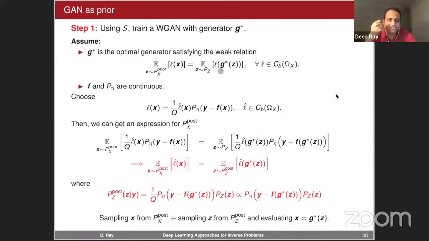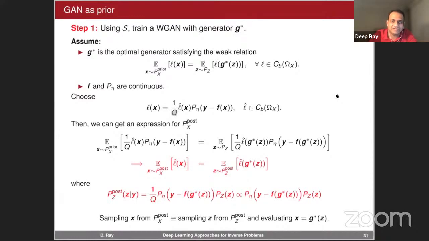Next, let's also assume that this forward map F and P eta are continuous. And typically P eta can be taken to be a Gaussian distribution, so this is continuous. Then what you can do is, L is any continuous bounded function on omega X. So you can choose L of x as 1 over Q. Of course, we won't actually be using Q, but for the time being, let's plug it in.